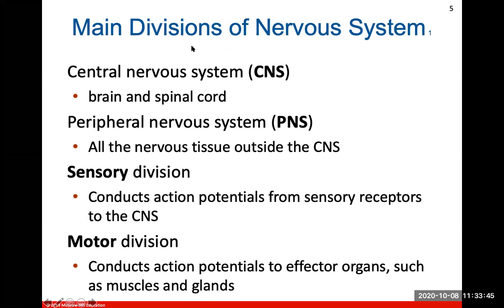So here are the divisions. Your central nervous system is your brain and spinal cord. The peripheral nervous system is all of the nervous tissue, nerves outside of your brain and spinal cord, like your cranial nerves and your peripheral nerves.